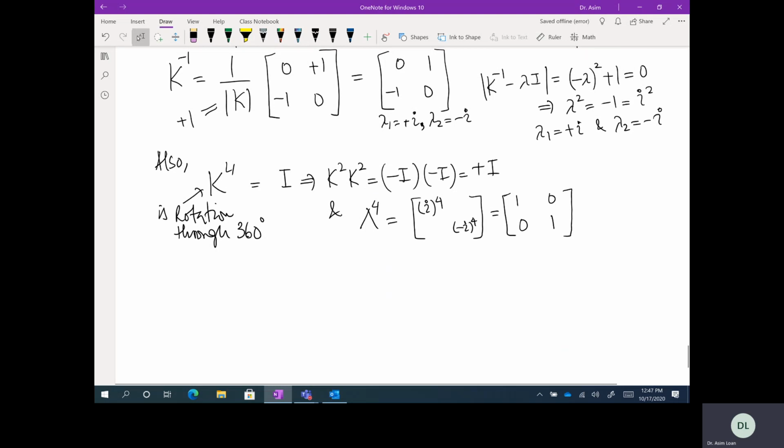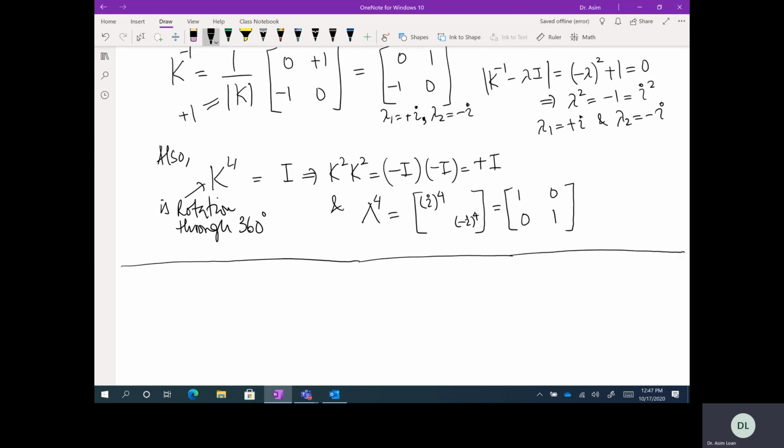So all matrices have some meaning. These are not just some numbers, zeros and ones. So you need to actually ponder over these results and see what these elements actually give you.